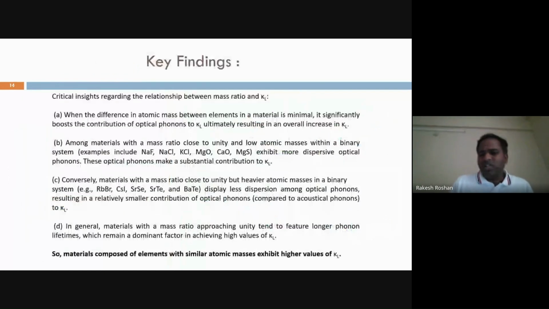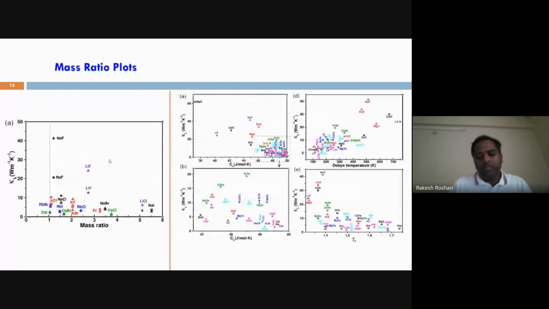So the key findings from our work, the critical insights, are as follows. Whenever the difference between the atomic masses is minimal, which means the mass ratio is closer to 1, it significantly boosts the contribution of optical phonons to the KL, and this results in an increase in the KL. As I've shown you, the line where the mass ratio is 1, all those materials closer to 1 had a greater KL value.